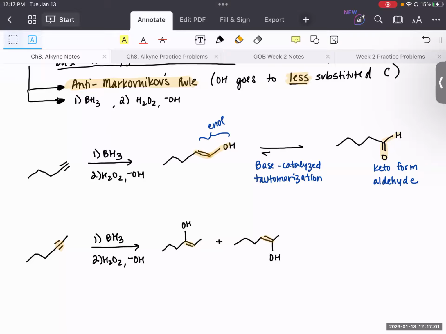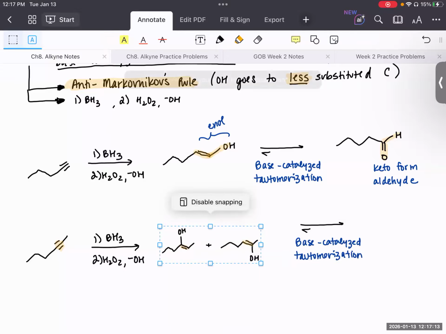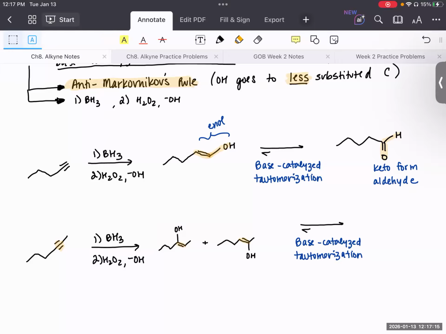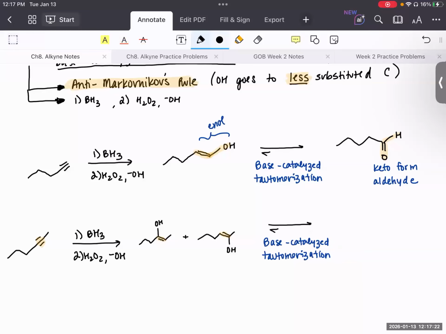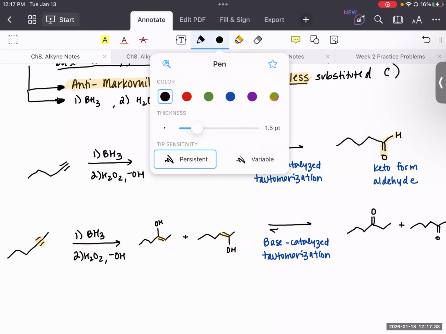And so these two products can also undergo base-catalyzed tautomerization. And so the equilibrium product of this reaction will be the ketone forms of these two reagents. Now just slide these over so I have space. All right, so after we undergo that base-catalyzed tautomerization, that alkene turns into an alkane, and we get a ketone for the tautomer, or for the keto form.